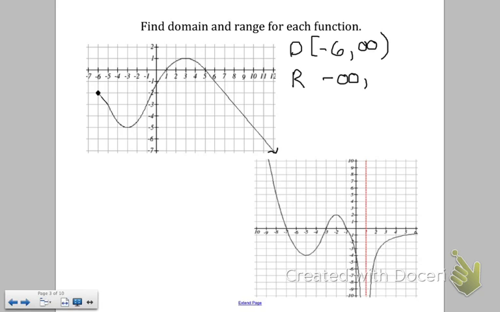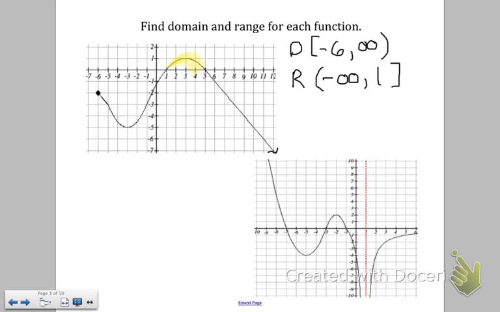Now if I look for the highest y value, I see that occurs at a y value of 1. As I mentioned before, infinity and negative infinity always get parentheses. That 1 is included in the graph. This comes up, touches that y value 1, and comes back down. So that's going to get a bracket. It's included.